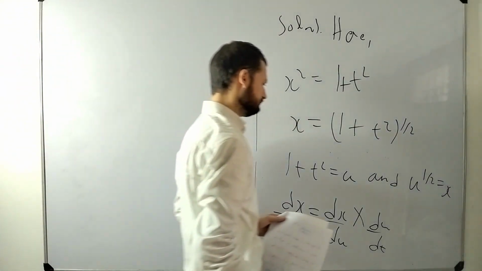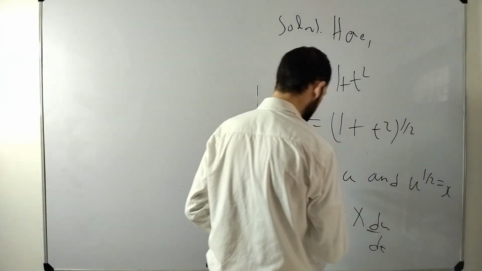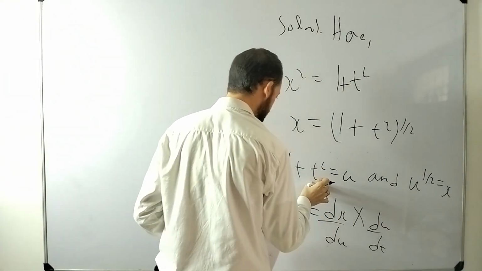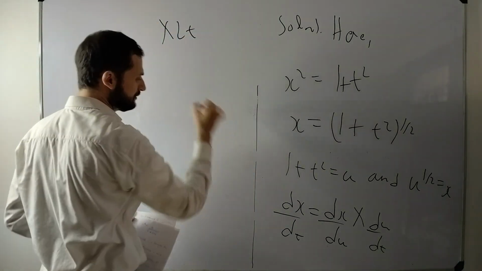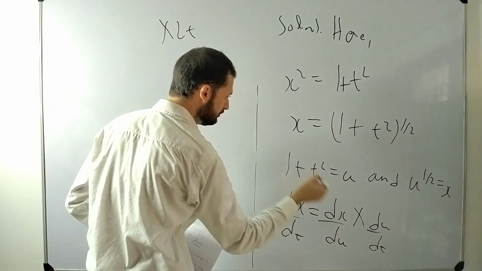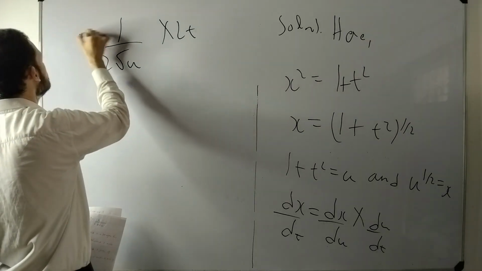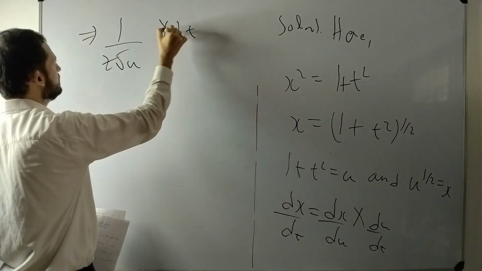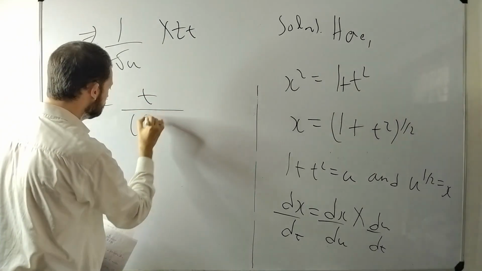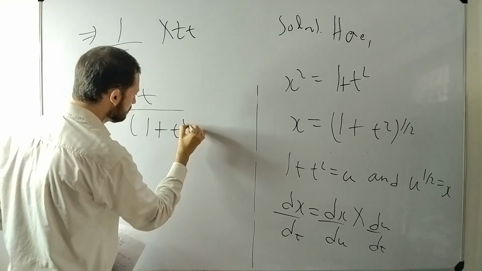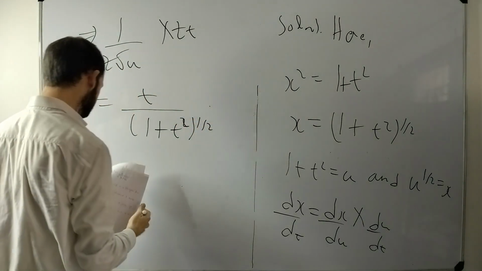So now put into this method. So putting in, this is 2t. So I would write 2t, and what is dx upon du, student? This is 1 upon root 2u. Then this becomes what? t upon (1 plus t squared) to the power 1 by 2. Right, student? Yes, sir, definitely.